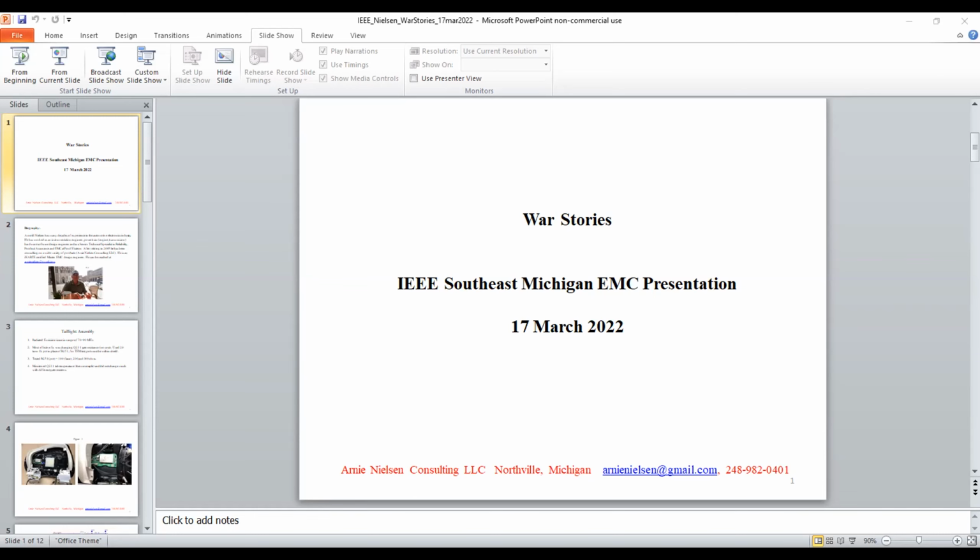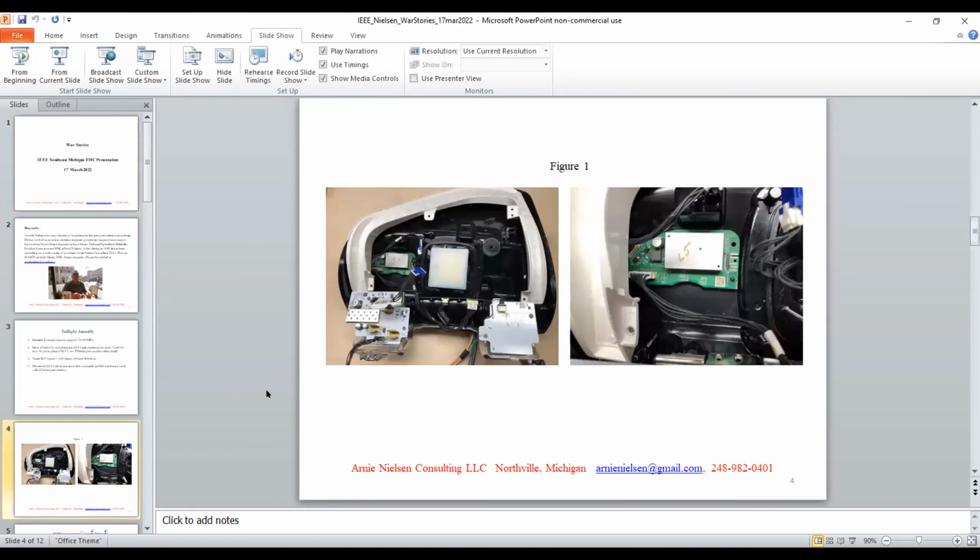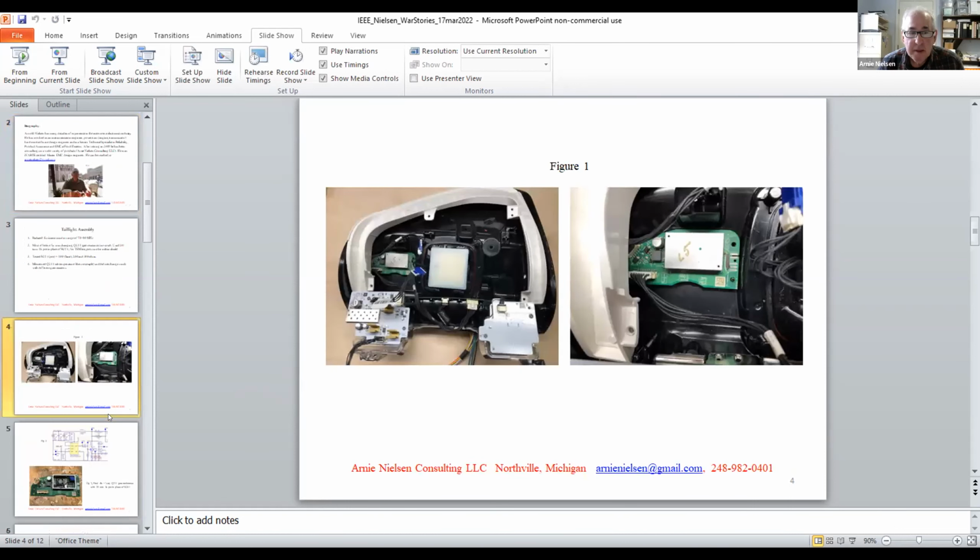Arnie, we see your first page only. I don't think it started the slideshow, or we're on the wrong screen, one of the two. There you go. Now you see that? We'll figure we'll keep to one. Okay, I think so.